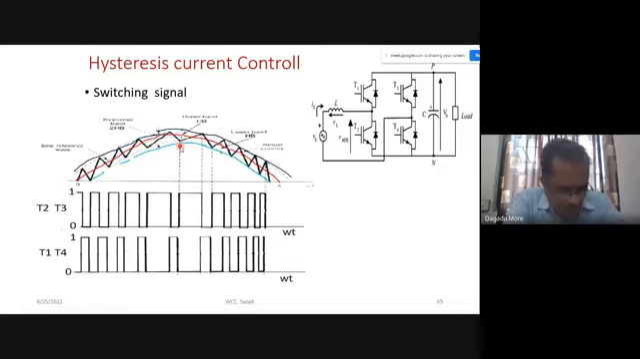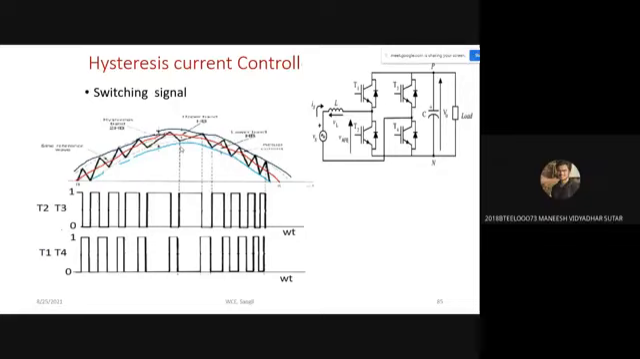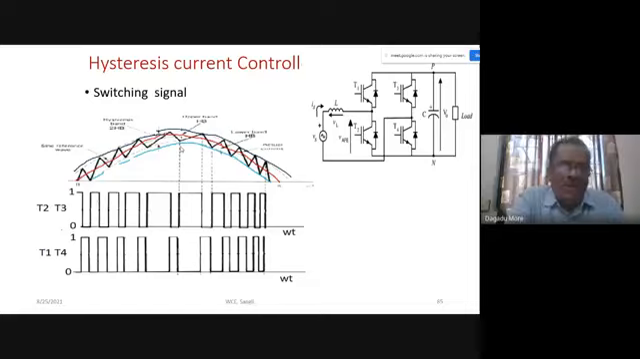So how do we control the switching frequency? We control the switching frequency by adjusting the band, the hysteresis band. Is it clear now?